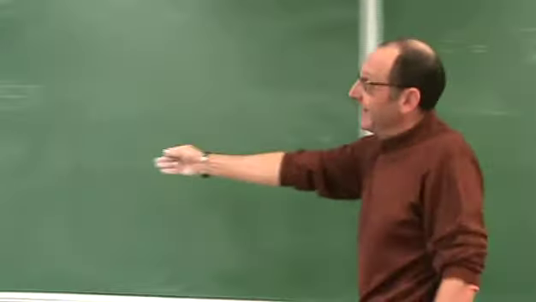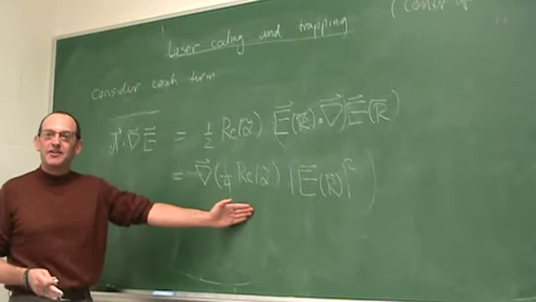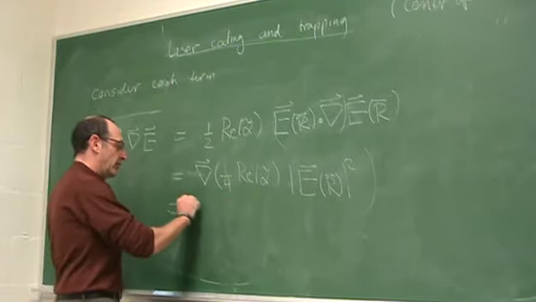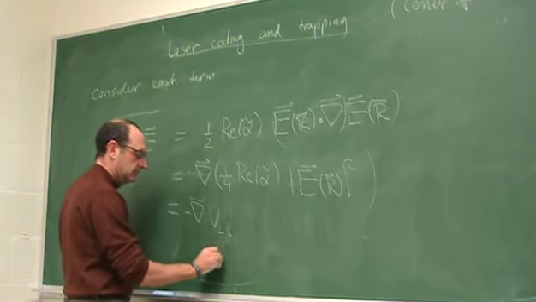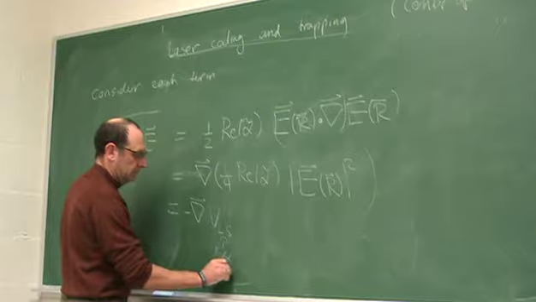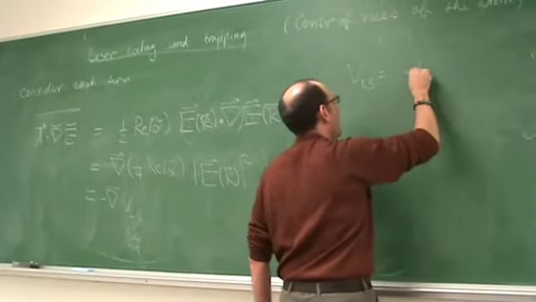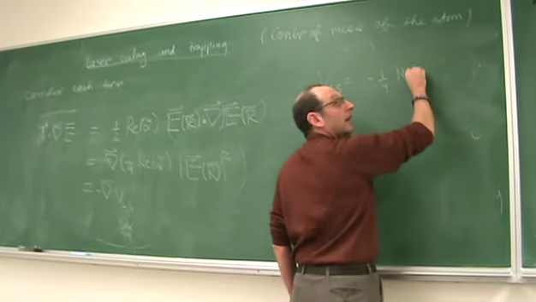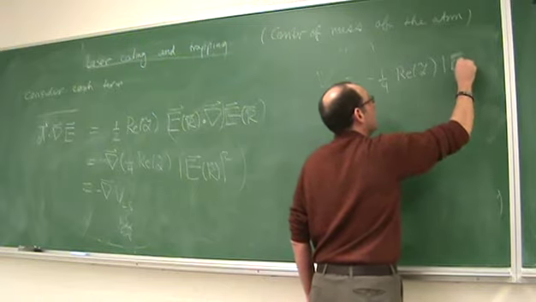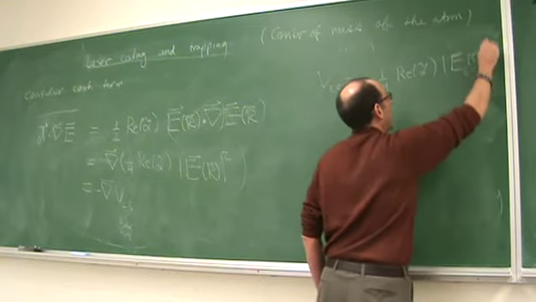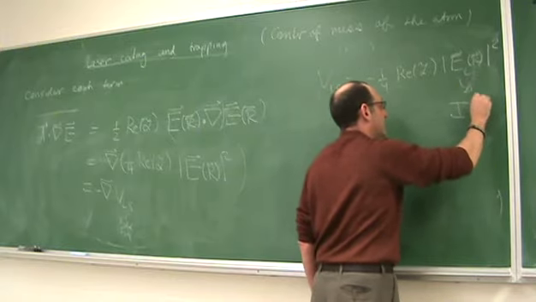And we see that clearly here, because this force is the gradient of a potential. This is minus the gradient of what we call the light shift potential. So the light shift potential is equal to minus a quarter, the real part of the polarizability, times the square of the field, which is proportional to the intensity at the position.